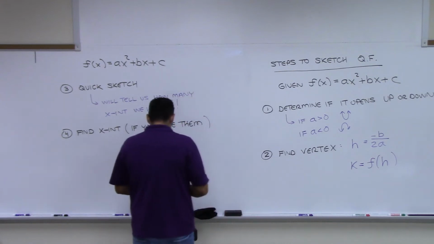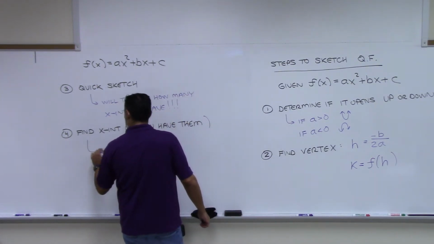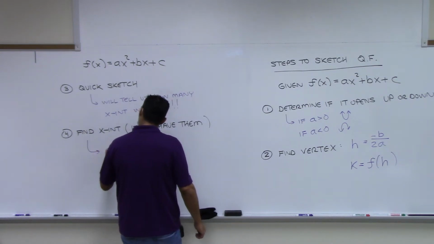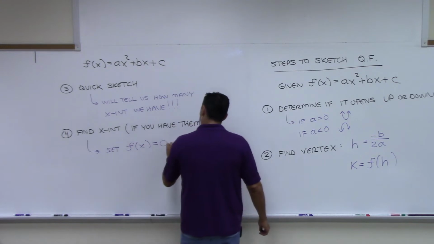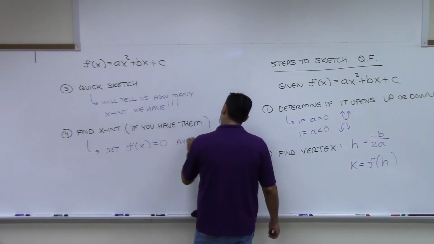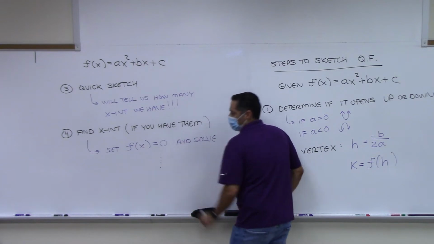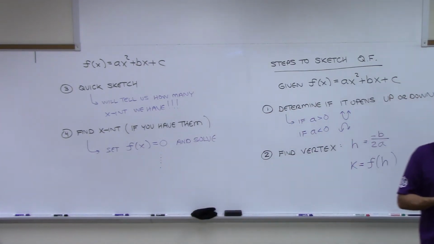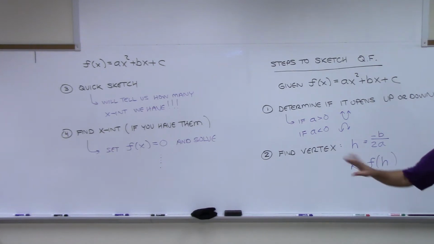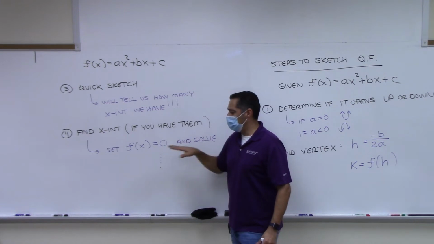Now, how do we find the x-intercepts? Well, this is going to be the hardest part. We set the function equal to 0 and solve. And I'm going to put here "..." because to do that, it might require factoring or quadratic formula. That's basically the two ways we do this. We either wind up factoring or we do a quadratic formula.